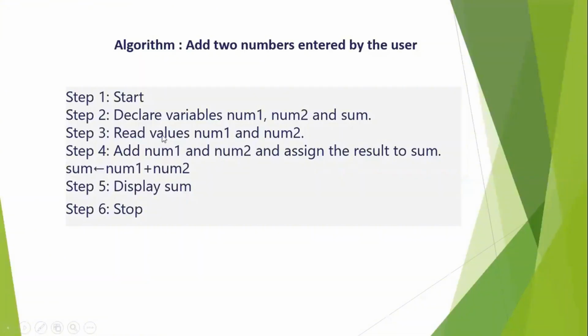In step 3, it will read the values of number 1 and number 2. In step 4, we will add number 1 and number 2 and assign the result to sum. Sum is here a variable in which we will assign the result. So sum is equal to number 1 plus number 2. In this, sum will hold the addition of number 1 and number 2.